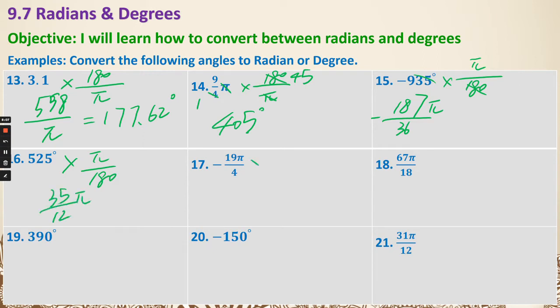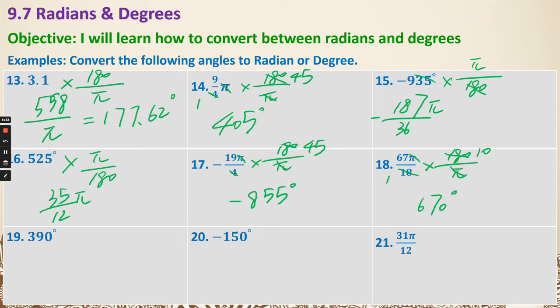Next is radian, times by 180 over pi. Pi is gone, that's gone, that's 45. So basically it's 19 times 45, which is 855 degrees. Forget the negative sign in front. Next, times 180 over pi. Pi is gone, 18, that's 1 and 10, so 670 degrees.